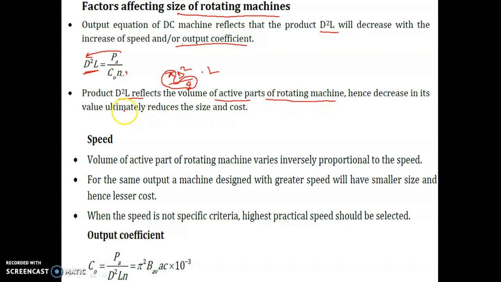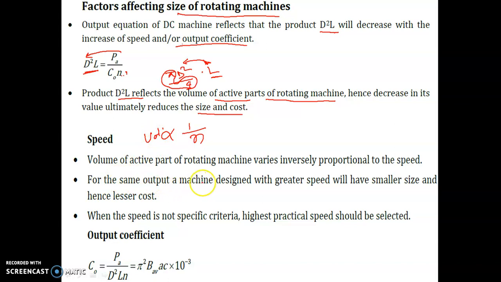Hence a decrease in its value ultimately reduces the size and cost. If we are able to decrease this value, we will be able to decrease the size, and consequently the cost will also decrease. So the d square L value is the critical value we have to consider in designing. The volume of the active part of a rotating machine varies inversely proportional to speed. This is the volume. Volume is inversely proportional to speed.